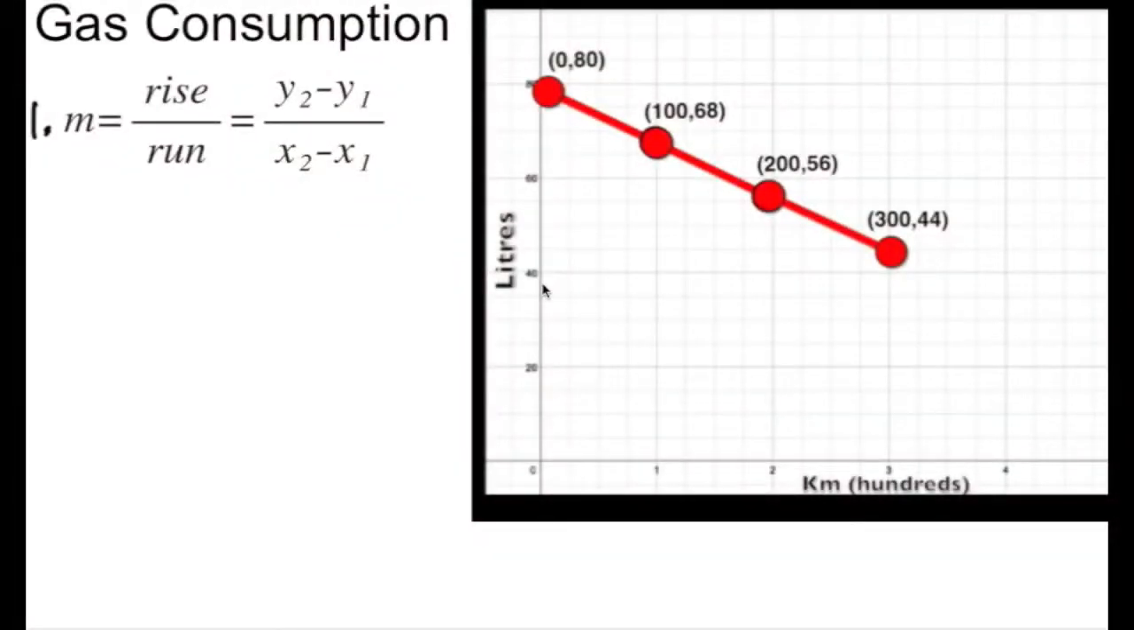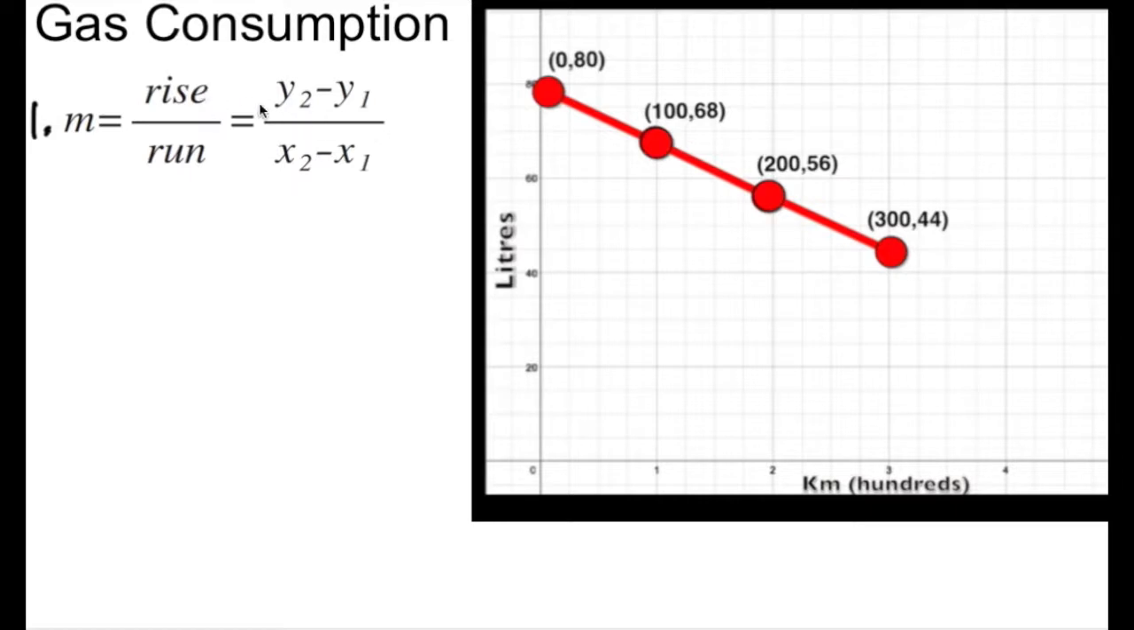Okay, let's calculate the slope of this linear relation. We're going to use a new equation to do that, which is really the same as rise over run. But if we have points on our grid already, we can use a new equation that recalculates the slope using the coordinates of those points.